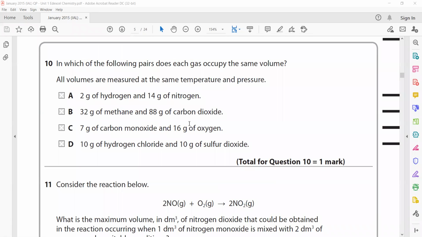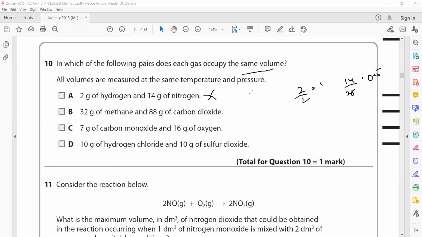In question 10, which of the following pairs of gases occupy the same volume? To occupy the same volume, we should have the same moles. So 2 grams of hydrogen, the mole is 2 divided by 2, that will be 1 mole. And 14 grams of nitrogen, nitrogen is N2, so 14 divided by 28, so it will be 0.5.